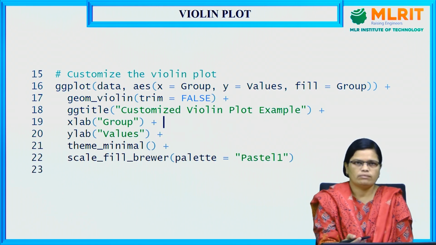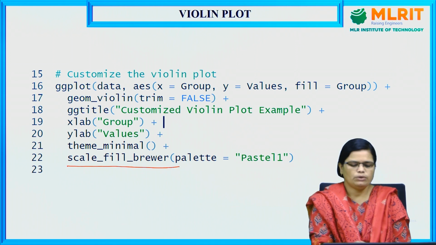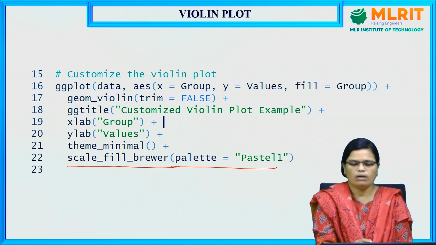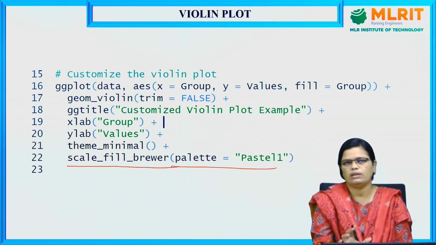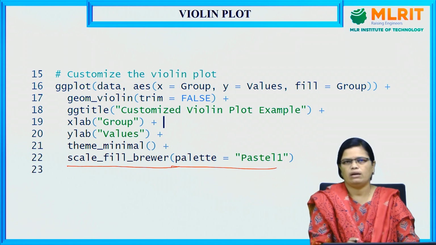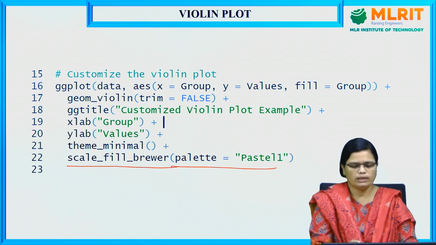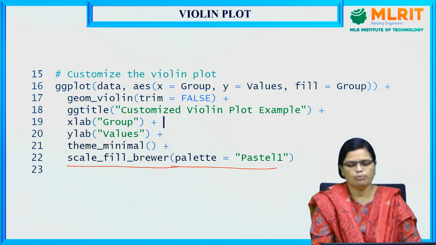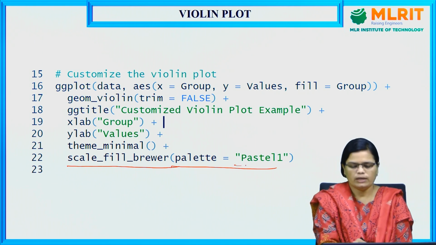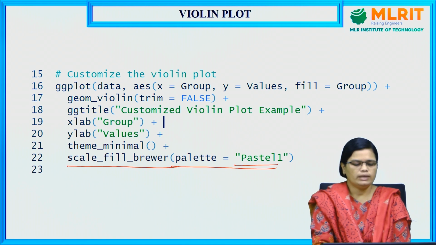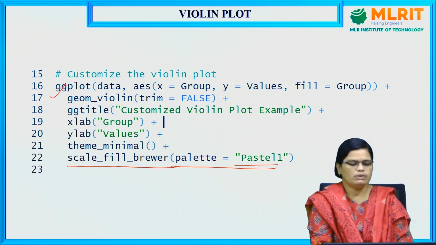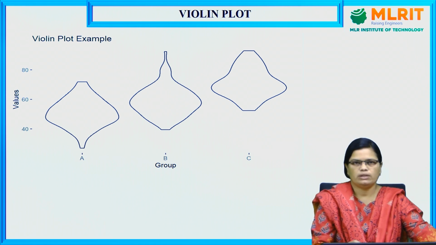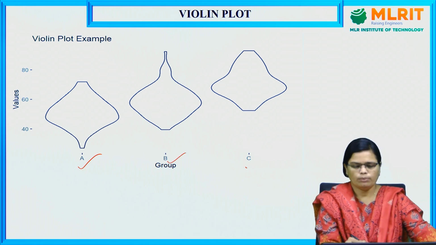So look at here, we are using scale_fill_brewer, and we are importing that function. The color brewer has palettes for different colors. Whichever palette you want, you can import that one. In this case, we are taking the Pastel1 palette. This ggplot function is very similar to what we discussed in the previous slide. So look at the visualization here: A group, B group and C group.